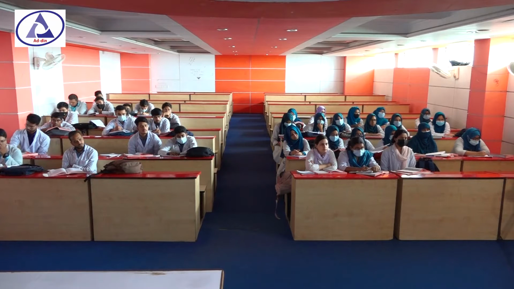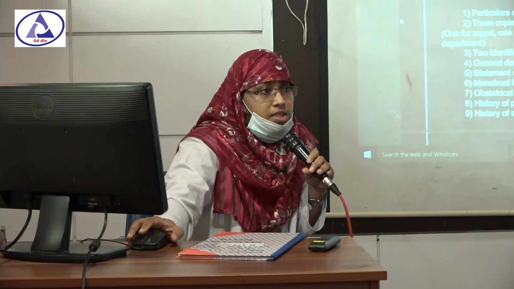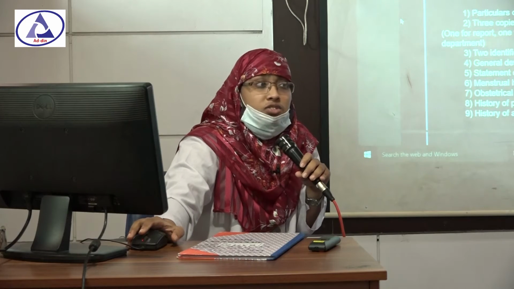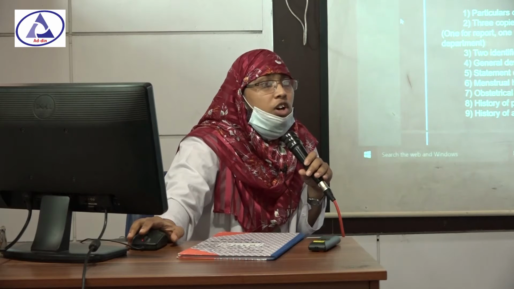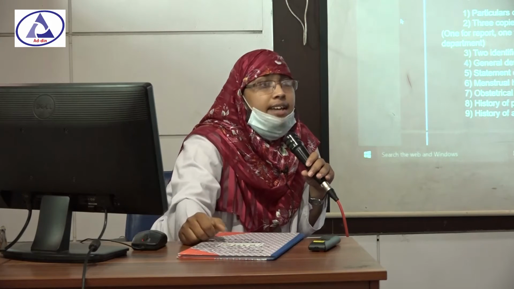Then history taking. In case of history taking, particulars of the victim are required, as well as these 3 copies. Here I have mentioned why these 3 copies. I have only mentioned 2. What is the third copy?